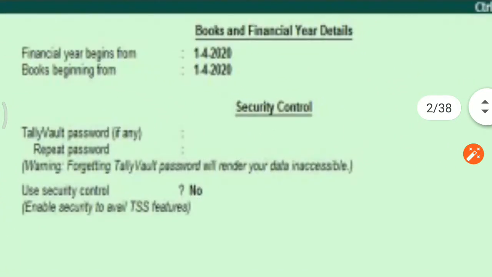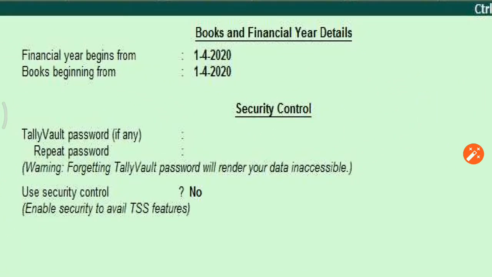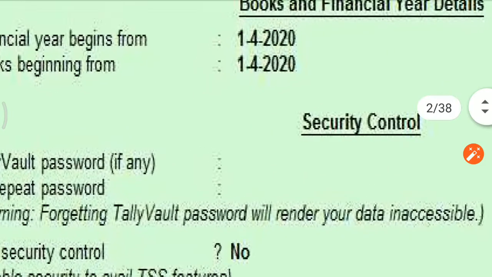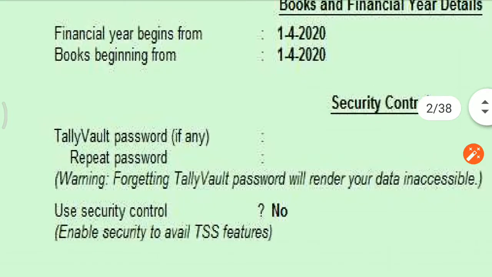Next important option is books and financial years. Friends, in India, the accounting year always begins from 1st April, but a business may start on 1st May, 1st June, or any date of the financial year. At that time we have to insert the date in books beginning from.